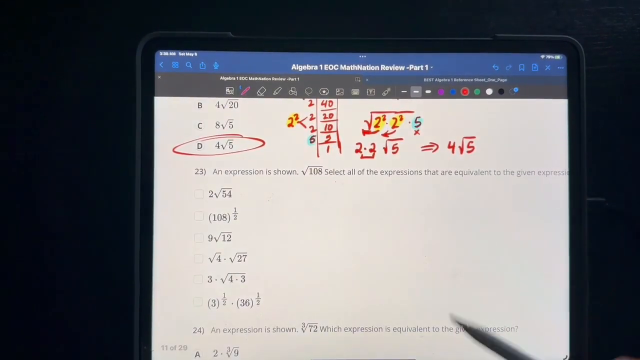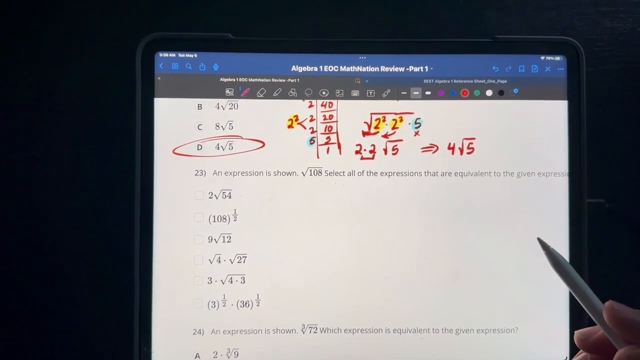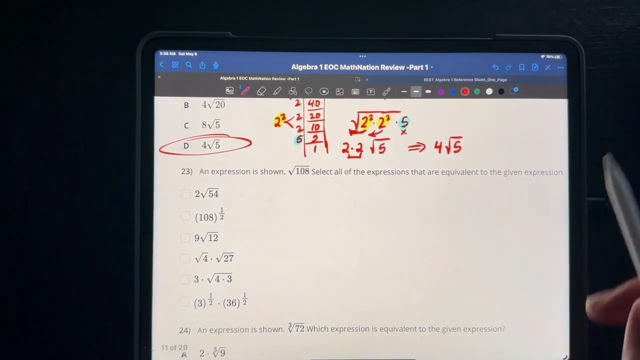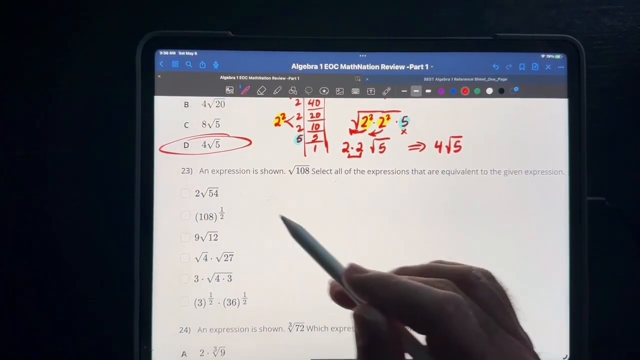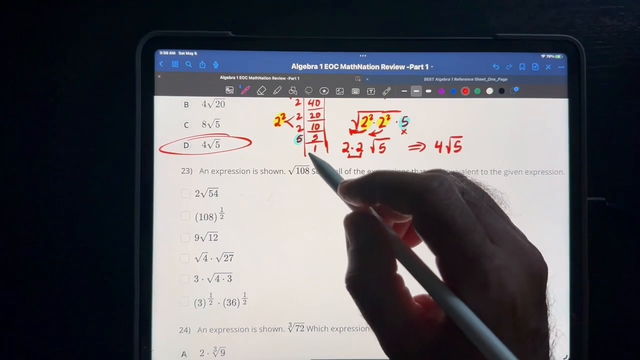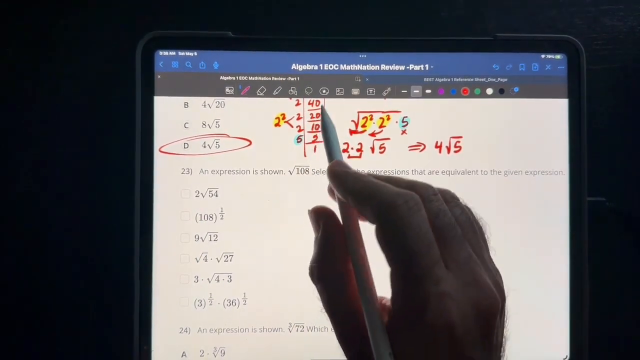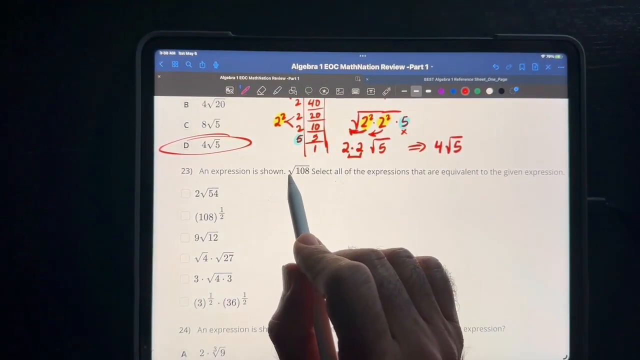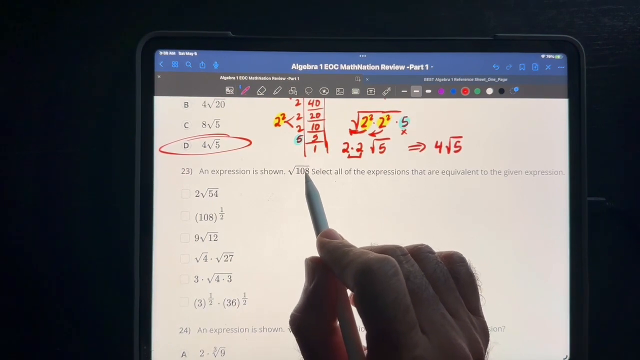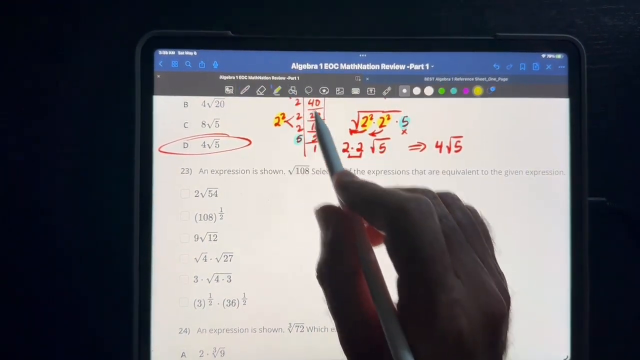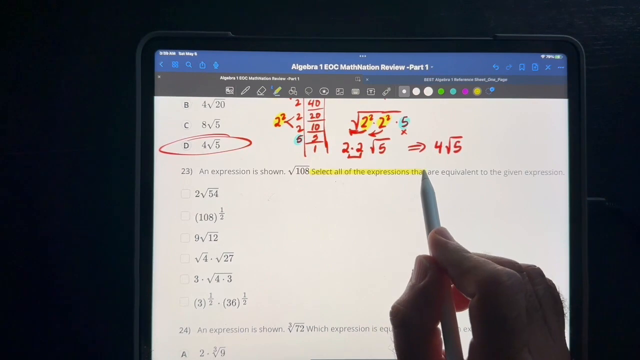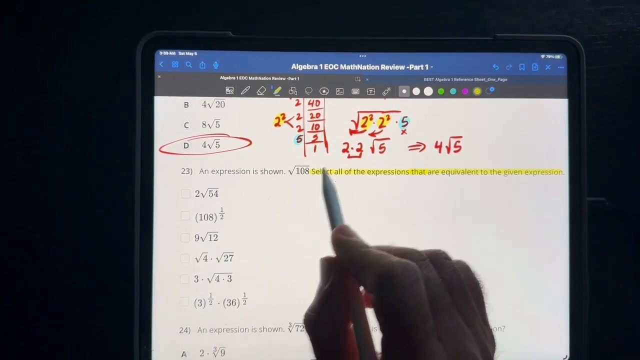Okay, so moving on to number 23. Again, radicals. So quite a few radicals on this page right here, right? So practice with radicals. The next packet won't have radicals. It'll be something totally different, okay? So an expression is shown, the square root of 108. Select all of the expressions that are equivalent to this.